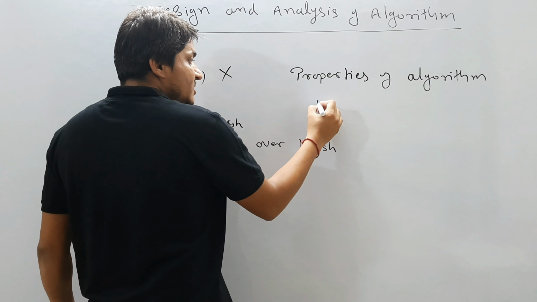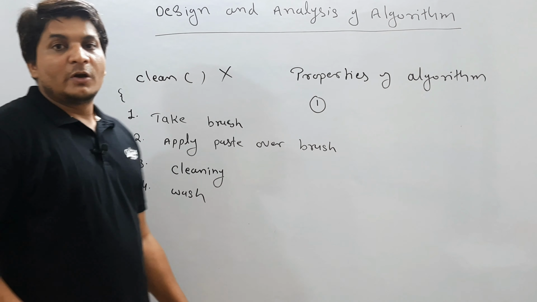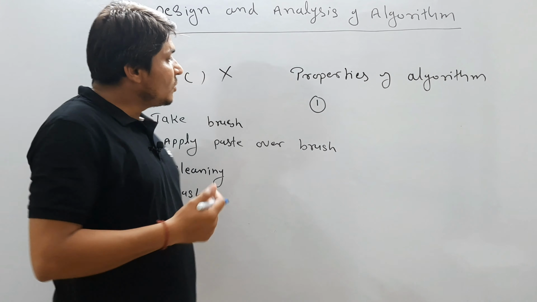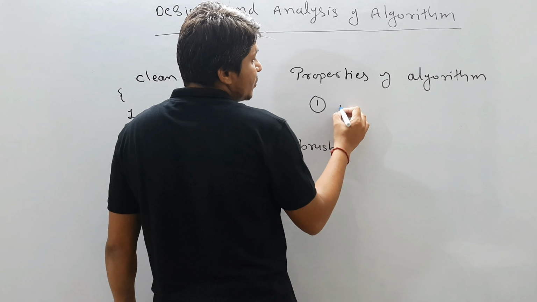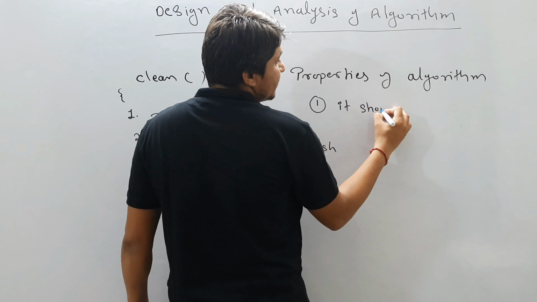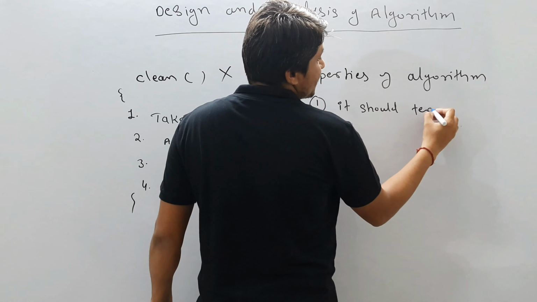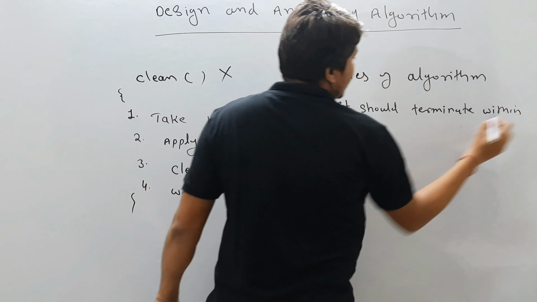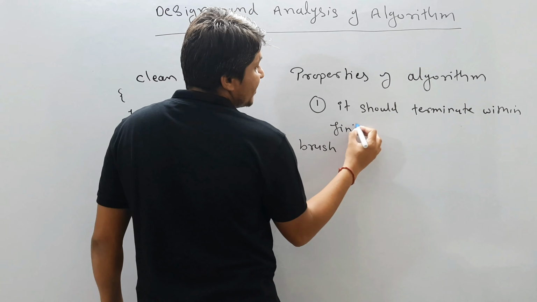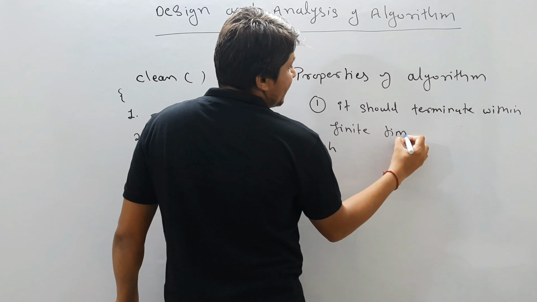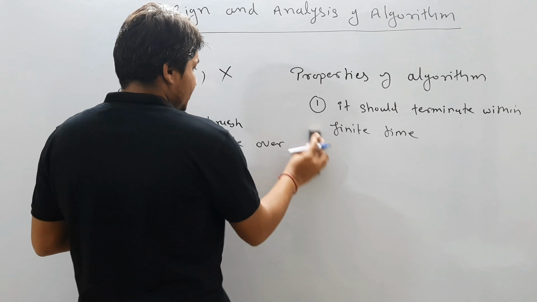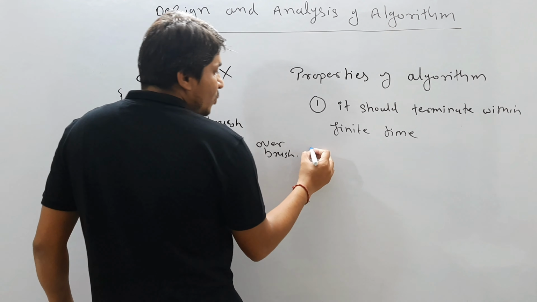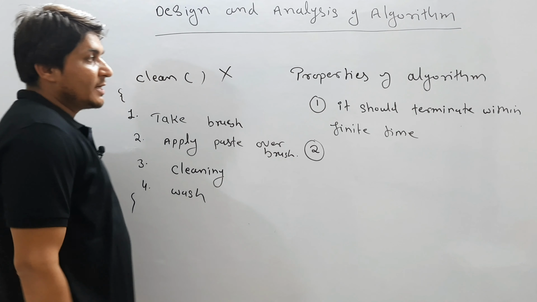So what is the first property of any algorithm? First of all, if you want to write any algorithm, it has to terminate. So termination is the condition. It should terminate within finite time. Within finite time, this is step number 1.